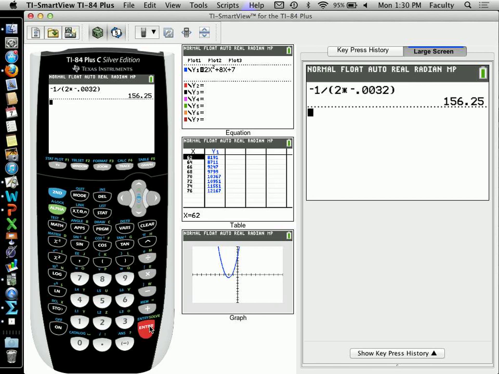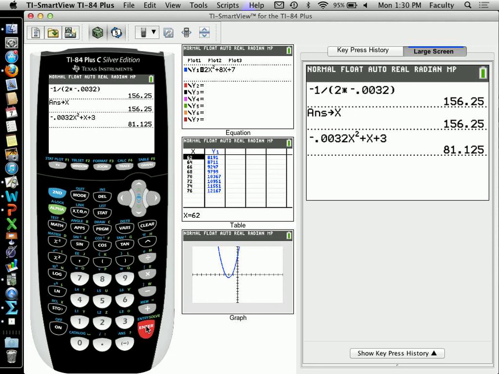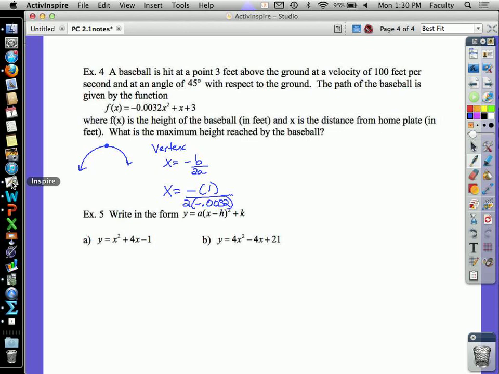So press enter, and then watch this. I believe I showed you this last year in Algebra 2, but in case we forgot, you can press store and X. Whoops. You only needed X once. Okay, hit store and X. We've just told the calculator that X has a value of 156.25. Now we're going to let the calculator do the hard work for us. You're going to type in the equation, negative 0.0032x squared plus x plus 3. And it's going to spit out the y value for us, okay? So you can use this feature. We just told the calculator, here's x. Now plug it in for us. Thank you very much.